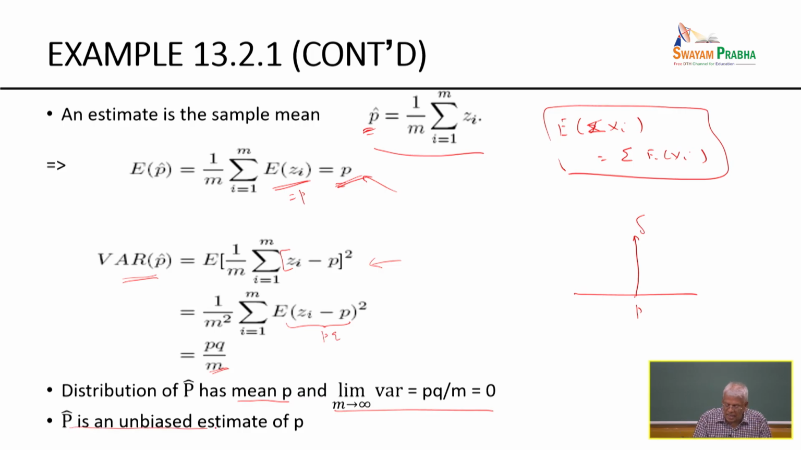So P hat is an unbiased estimate of P. So in the coin tossing experiment, I have an unknown probability of the coin falling head, and I am able to establish a simple experiment by which I can estimate this unknown. And this estimate is such that it is unbiased. And asymptotically, as the number of samples goes to infinity, its variance becomes smaller and smaller.